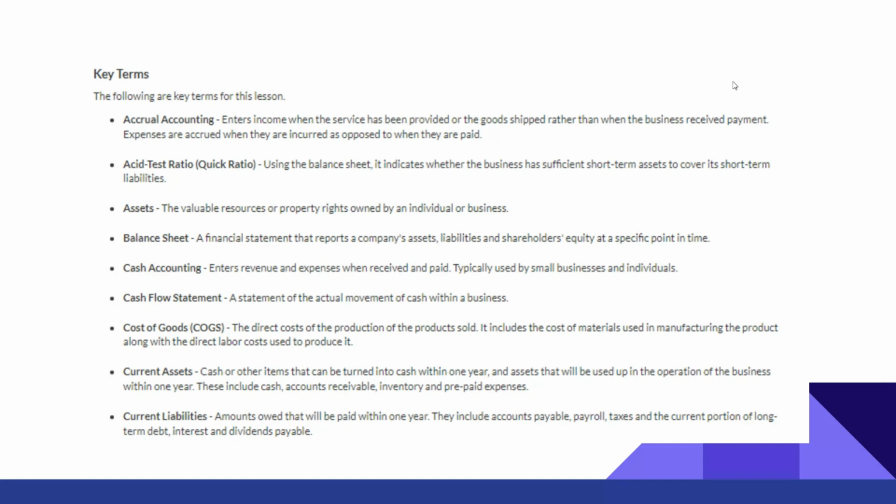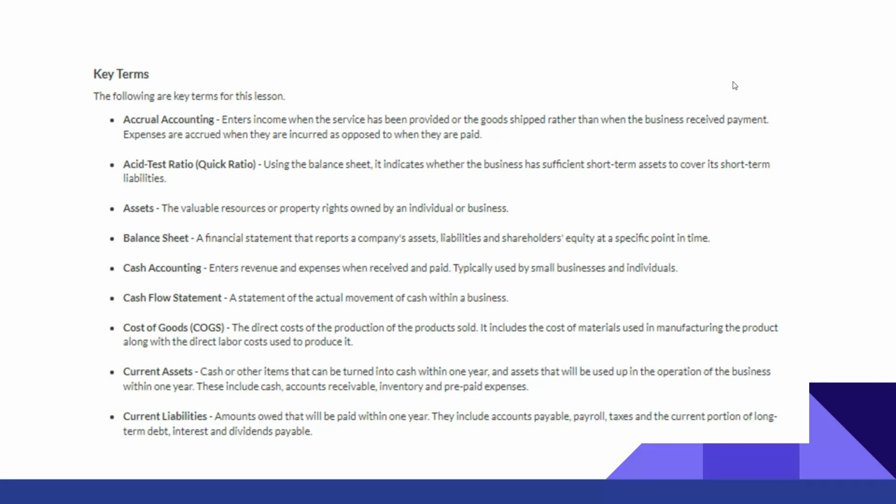Cost of goods: the direct cost of the production of the products sold. It includes the cost of materials used in manufacturing the product along with the direct labor cost used to produce them. Current assets: cash or other items that can be turned into cash within 1 year, and assets that will be used up in the operation of the business within 1 year. These include cash, accounts receivable, inventory, and prepaid expense.